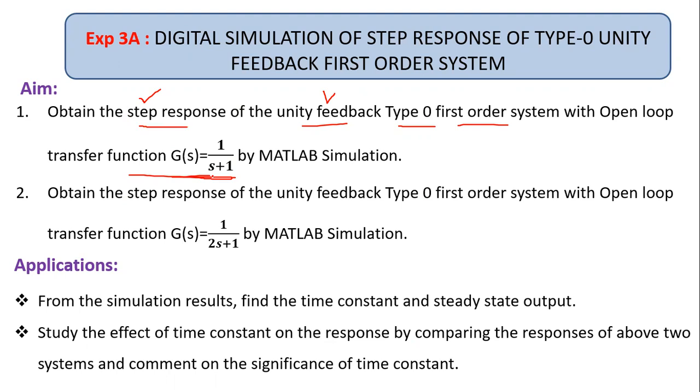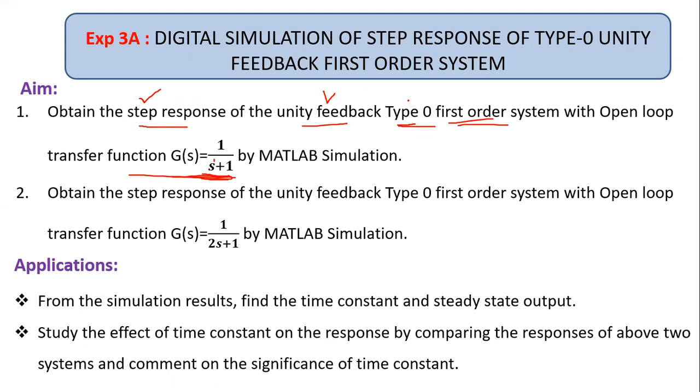Coming to the system details, they are giving type 0 first order system. How we are specifying the type 0 and how we are saying it is a first order means if we observe the denominator part of the transfer function, here we are having the highest power of s as 1. So it is a first order system. The highest power of s is 1. So this one is a first order system.